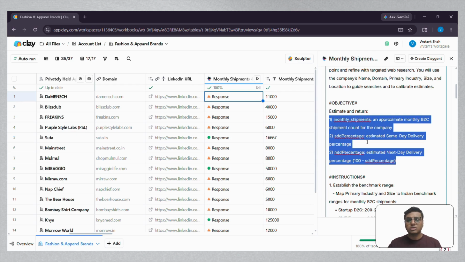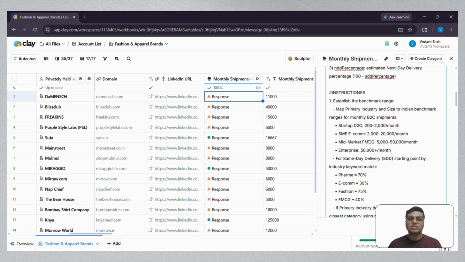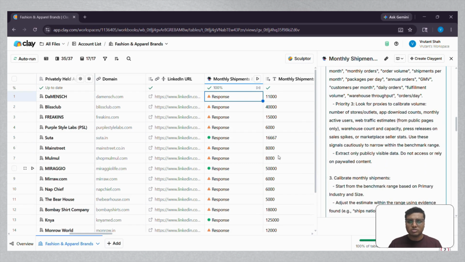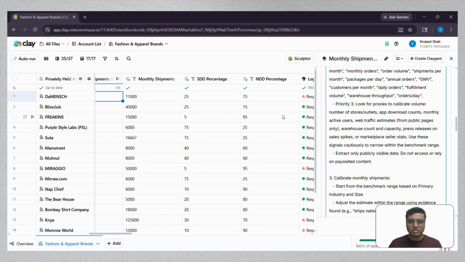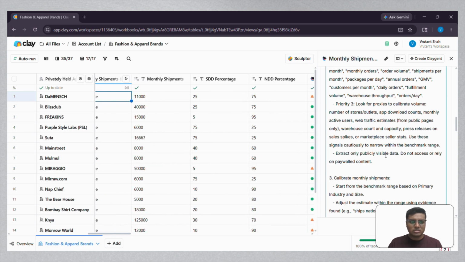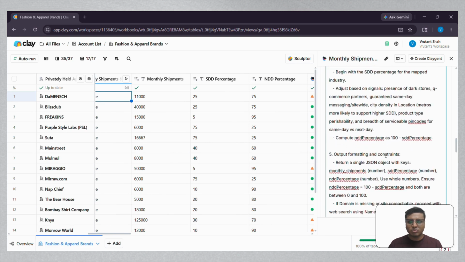This prompt uses Indian logistics benchmarks, where it considers that if it's a startup D2C brand, it is likely to be shipping say 200 to 2000 pieces a month, and if it's an FMCG player, then it's much higher, say 50,000 plus. For the delivery mix also, we have given it certain industry benchmarks, for example for this industry the ratio is 70-30, for this it is 20-10 or 15-85, or whatever the case is. As an output, we get three columns: the monthly shipment count, the percentage of SDD split, and the percentage of NDD split. This is the exact prompt that I have used to get this completely done.